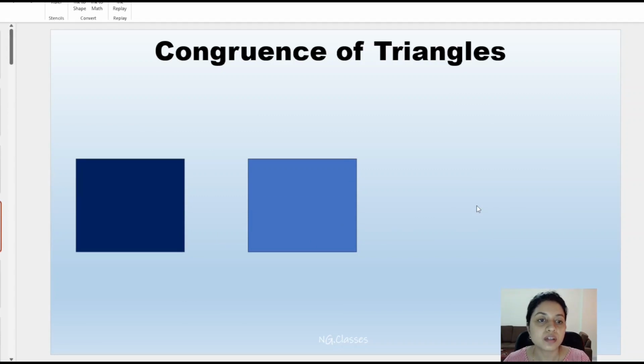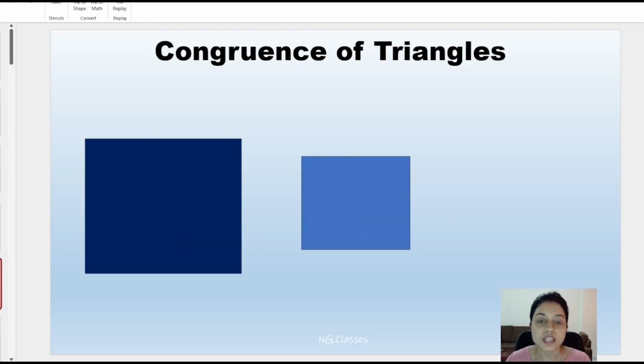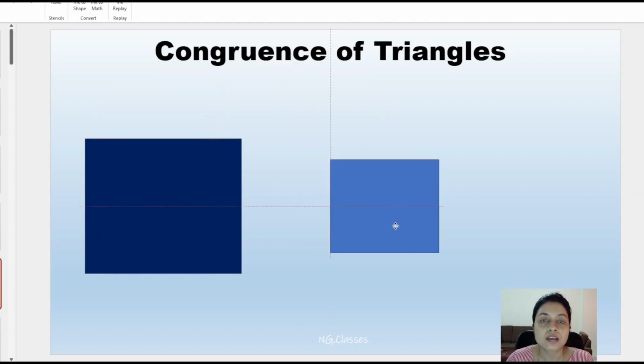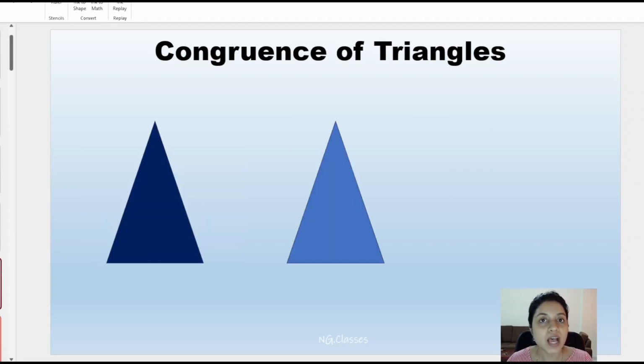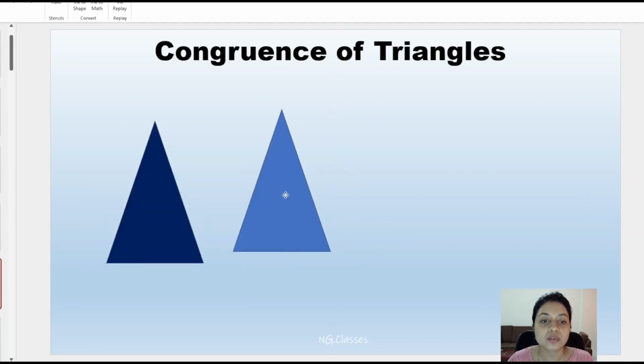Or you can do it other way. You can take the first square and can place it on second square. If it will exactly cover the second square, then we can say both the figures are congruent with each other. Similarly, if we will see this shape, then let's take the second square and place it on first. So here we can see the second square is not covering the first square completely. Hence, both the figures are not congruent with each other. Congruent means exactly same.